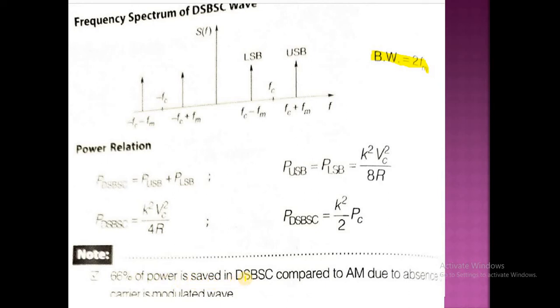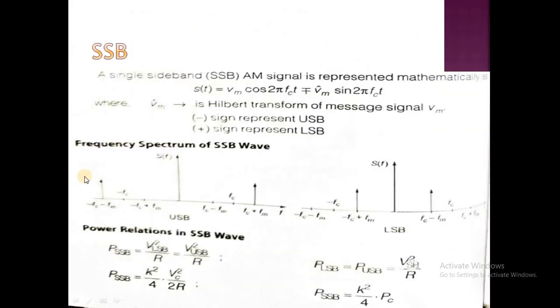66% of power is saved in DSB-SC when compared to DSB-FC. AM is also called DSB-FC, due to the absence of carrier in the modulated wave. And next one, SSB. All these are the various forms of the AM.